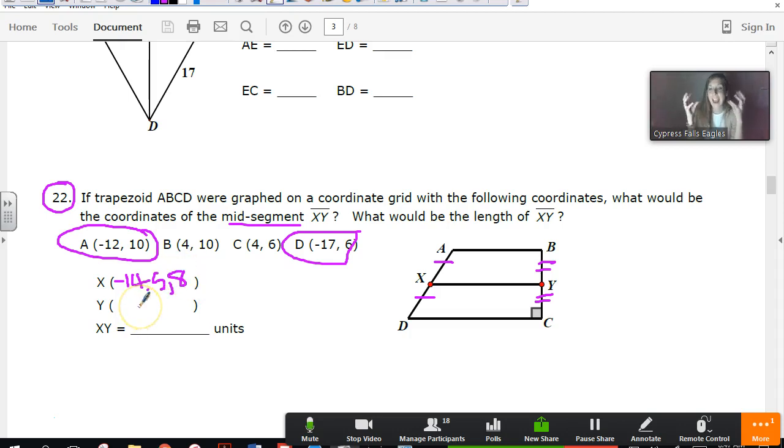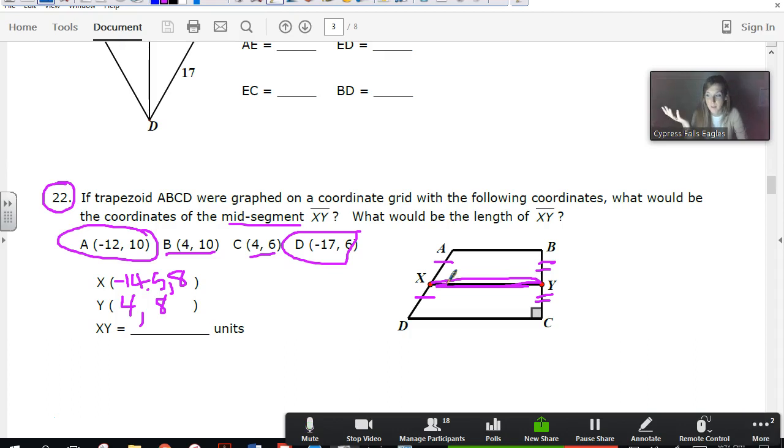So you're finding the average of the x's, the middle of the x's, and the average of the y's, the middle of the y's. And then you do the same thing to these two as well. 4 plus 4 divided by 2. Oh, it's 4. 10 plus 6 again. Okay. So there's the coordinates. What would be the length of xy? How do you find the length of a segment if you know the coordinates?